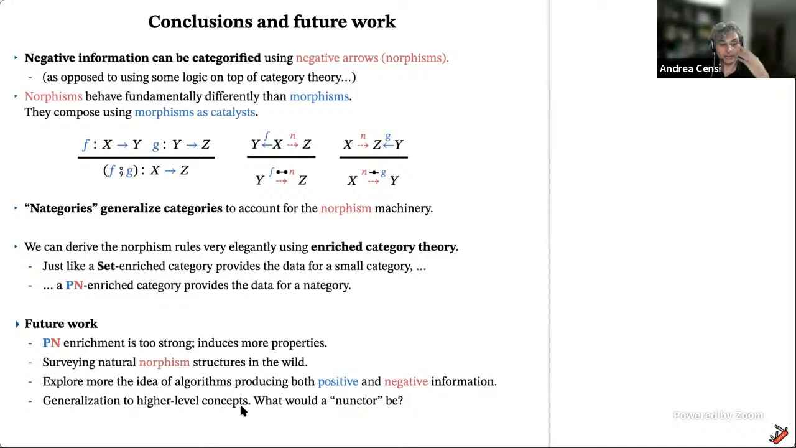As future work, there's also the generalization to higher level concepts. What would an anctor be? An anctor would be something that is a functor, but also does something to the morphism. And we don't know at this point what is a good generalization.